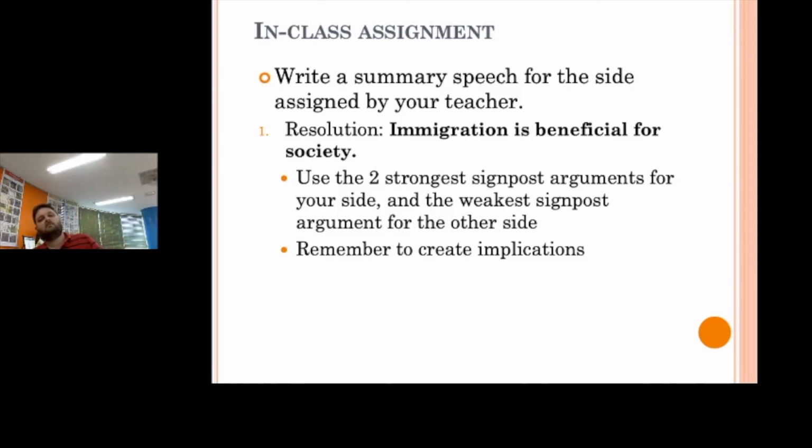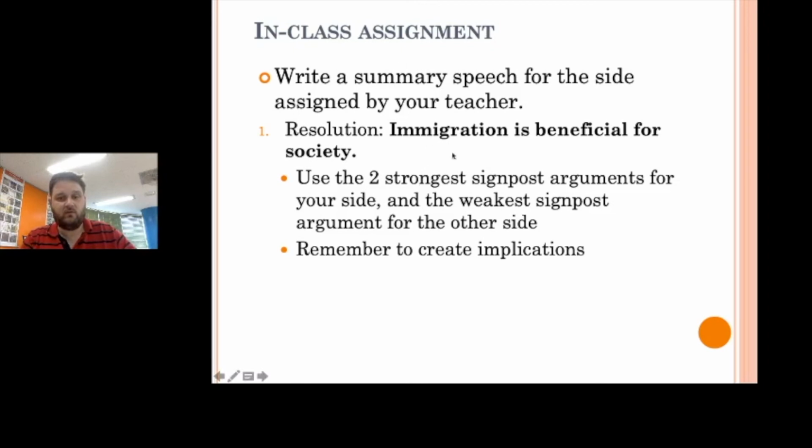What I want you to do for your in-class assignment is to write a summary speech for the side assigned by your teacher. The resolution is immigration is beneficial for society. The side I will assign you will be the side that you were for your first constructive speech. Use the two strongest signpost arguments for your side and the weakest signpost argument for the other side. Remember to create implications. There's a help sheet on Rio School available for you. Just use the side that you were assigned for your FCS speech.